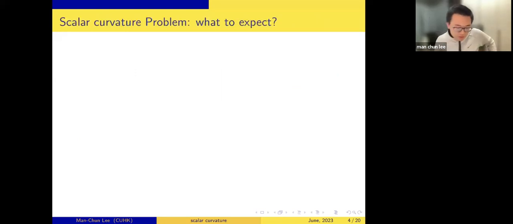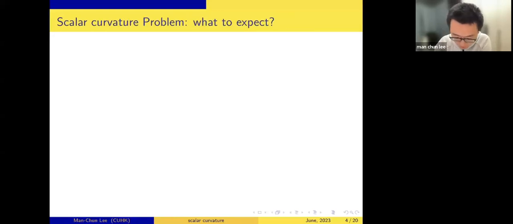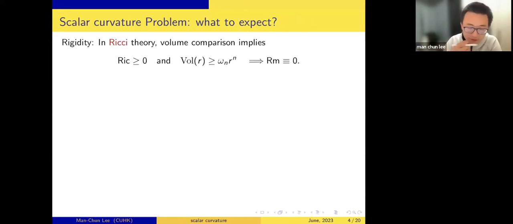we are mostly concerned with the scalar curvature, so you need to know what to expect first of all. I know Somani gave a lot of examples yesterday, but let me still recap what I try to think of in the first place. I try to think about the question in terms of rigidity first, because this is essentially the baby question of all this problem. In Ricci geometry, we have volume comparison, which basically says that the Ricci lower bound together with the volume upper bound will force the manifold to be flat.